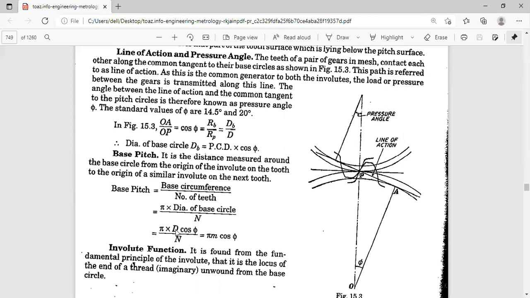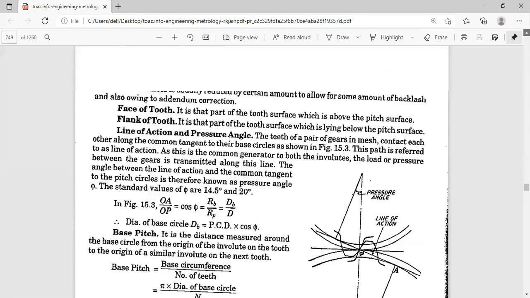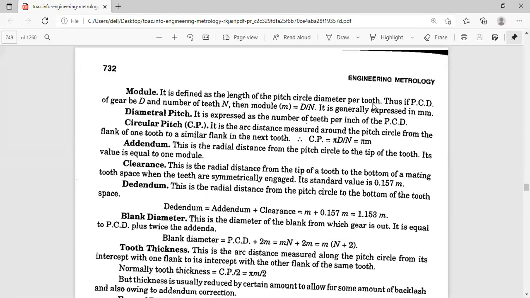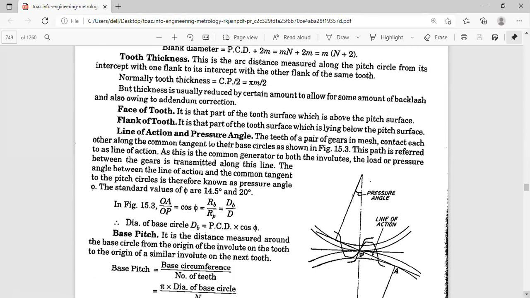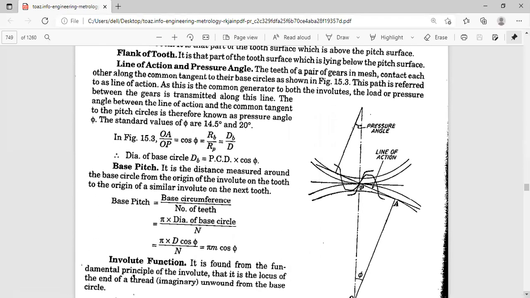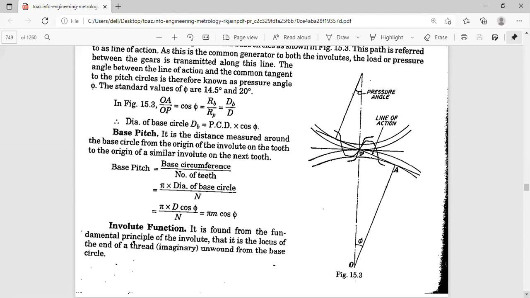So what is pi d by N? It is pi times d by N. What is d by N? It is m. M is the module. Again, if you go back, what is module? Module is the length of the pitch circle diameter per tooth. That is a very important thing you have to follow. So that is pi m cos phi. Base pitch is pi m cos phi. That is very important.